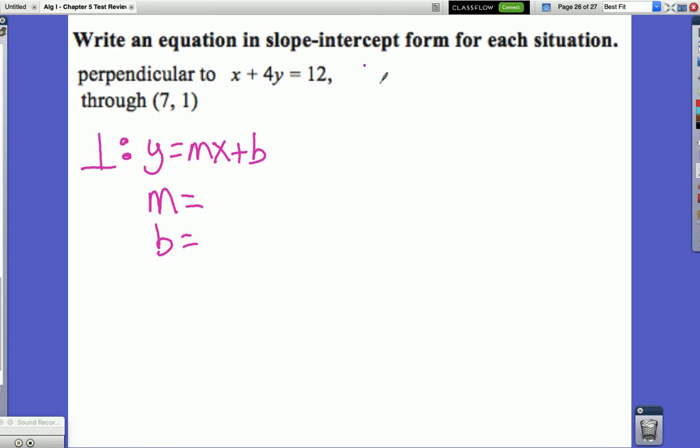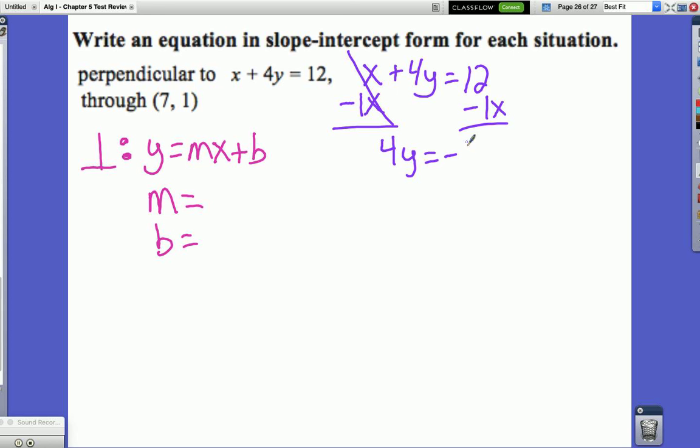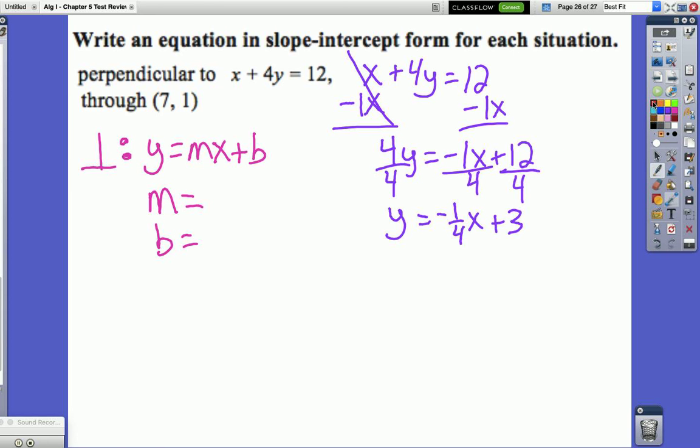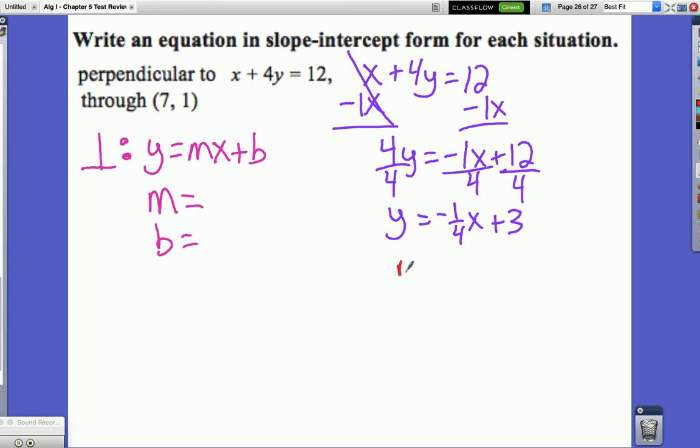So we have to solve this equation, x plus 4y equals 12, and we have to get y by itself. So we have to move x, so we're going to subtract 1x from both sides. 4y equals the -1x plus 12, and then divide everything by 4. So y equals -1 over 4x plus 3. The only thing we need from this equation is its slope. The slope of this equation is a negative 1 over 4.